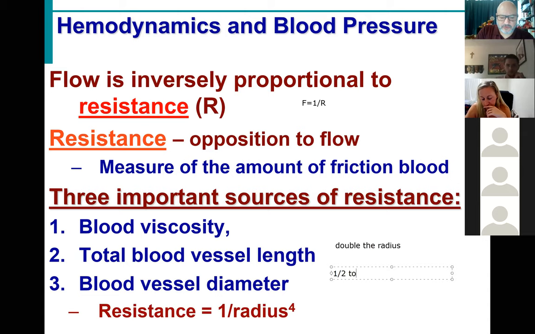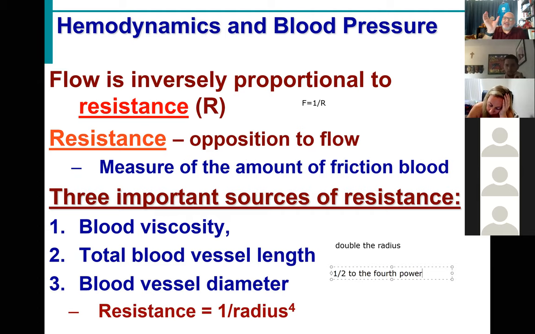And what would that be? Well, 2 times 2 is 4. Times 2 is 8. 8 times 2 is 16. So it's 1/16. So by just doubling the radius, the resistance of our blood vessel is now 1/16 of what it was.